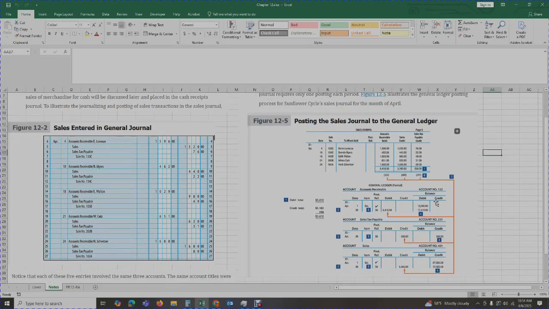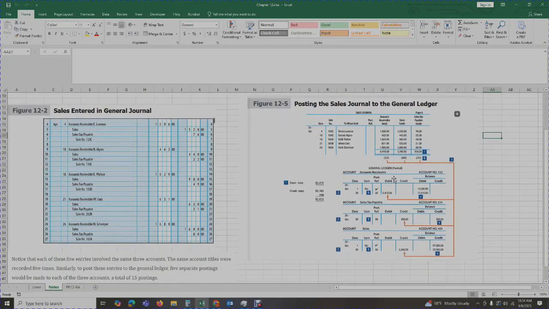Okay, so let's look at our general ledgers. Remember, a general ledger is a record that keeps track of the balance of each account. So every account has a general ledger. So the first thing we do is post to the journal. That does not change.